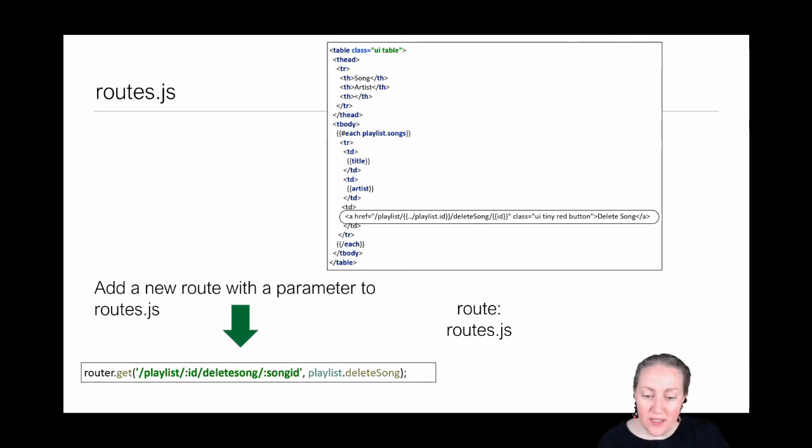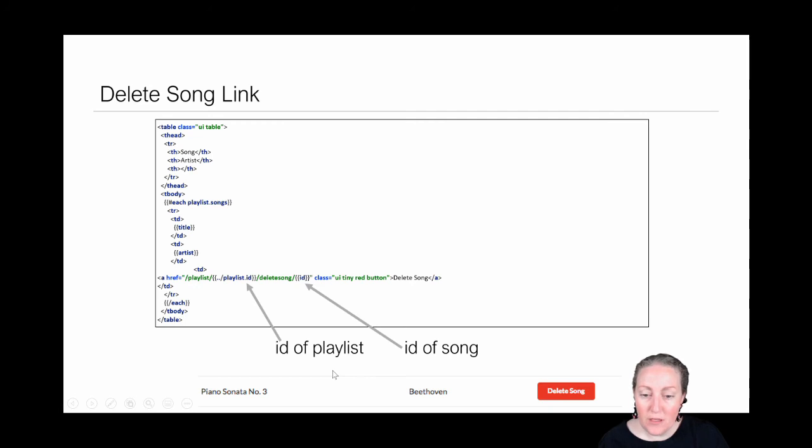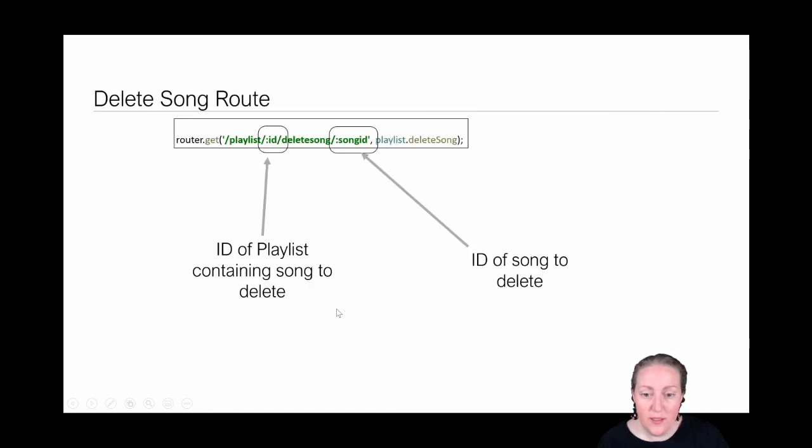Okay, so that then is going to call the delete song method in the playlist controller, which we're going to add next. And that's just shown again: the ID of the playlist and the ID of the song is what we're passing through to the router file, and mapping those onto these properties named ID and song ID.